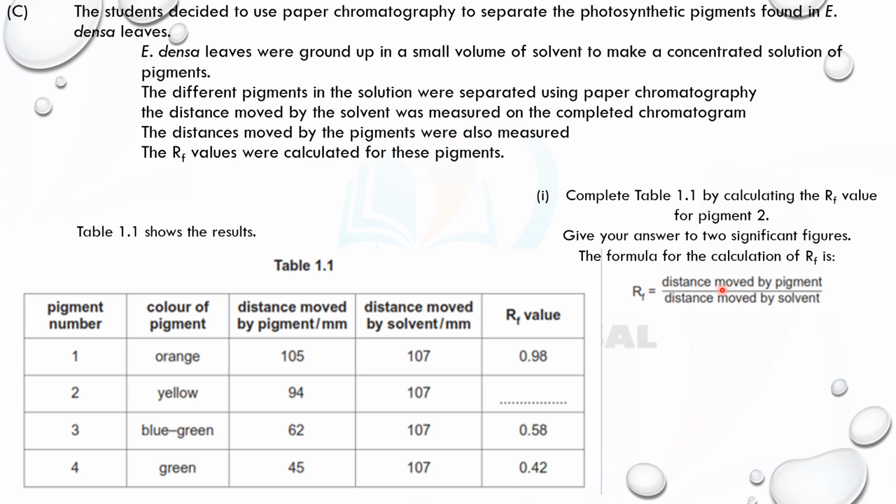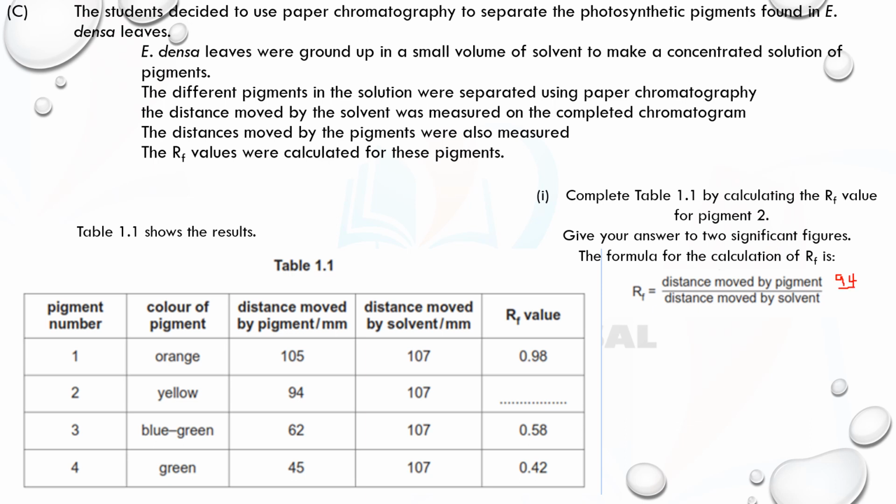So they have given us a formula. Now the distance moved by the pigment. If you come here, see the distance moved by the pigment is 94. So just put 94 here, guys. It's simple. That's the distance moved by the pigment.